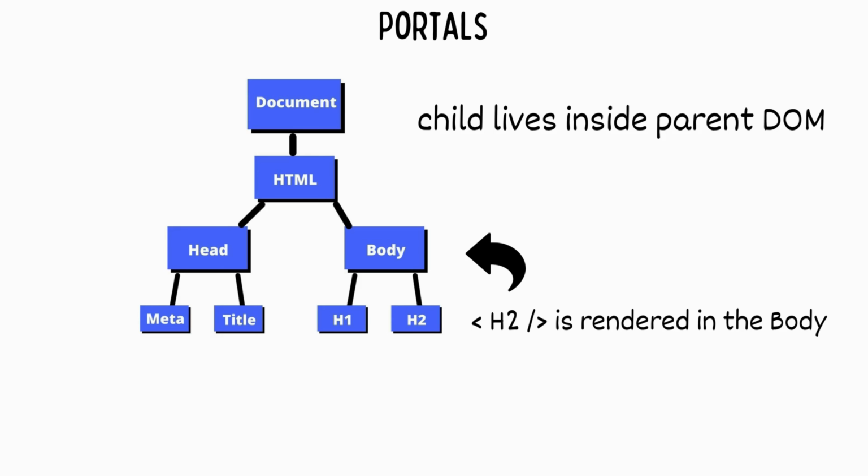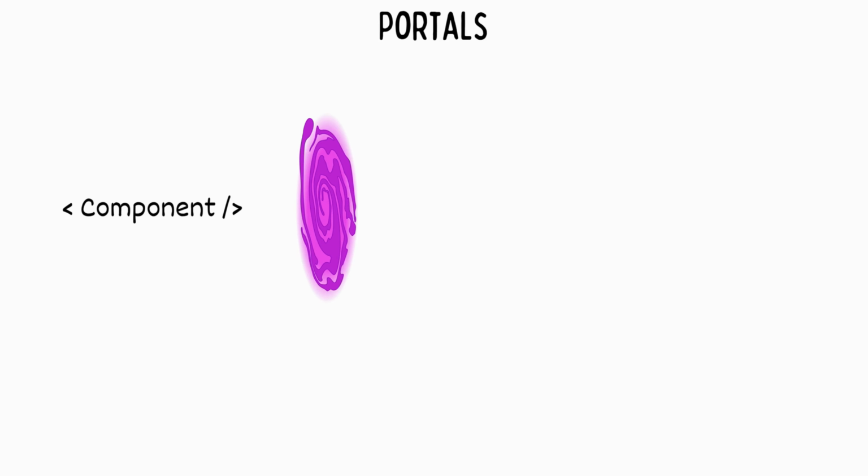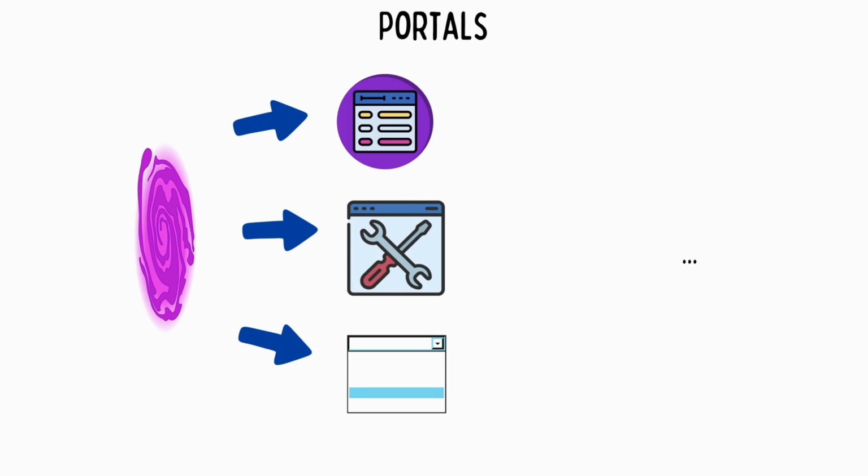Normally, components are rendered within their parent's DOM tree, but sometimes that parent might have styles that prevent pop-ups from displaying correctly. Portals solve this by allowing you to teleport the component to another part of the DOM, usually a top-level container placed outside the root React element. This is useful for things like modals, tooltips, or drop-downs that need to appear above other content.